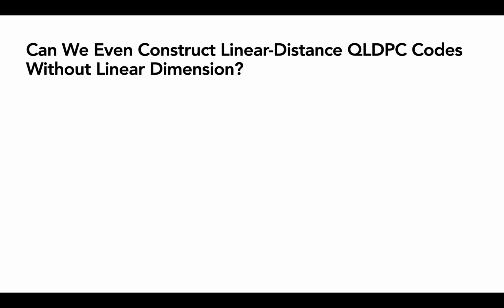Great, so I've just told you how we can show that linear distance quantum LDPC codes without linear dimension yield NLTS Hamiltonians. Do we even have any constructions of these? Because as I may have mentioned before, all the previously known linear distance QLDPC code constructions in fact just naturally had linear dimension because they went through this parity check counting argument.